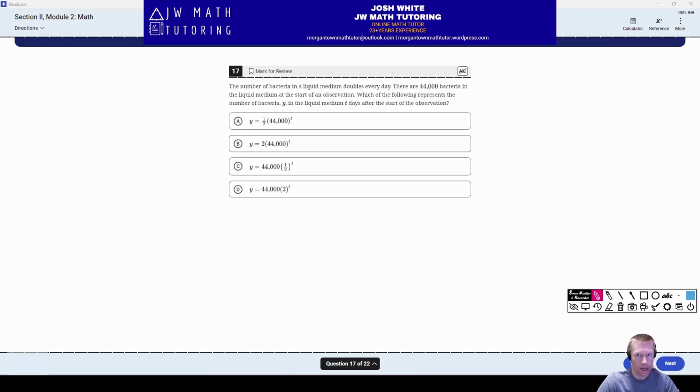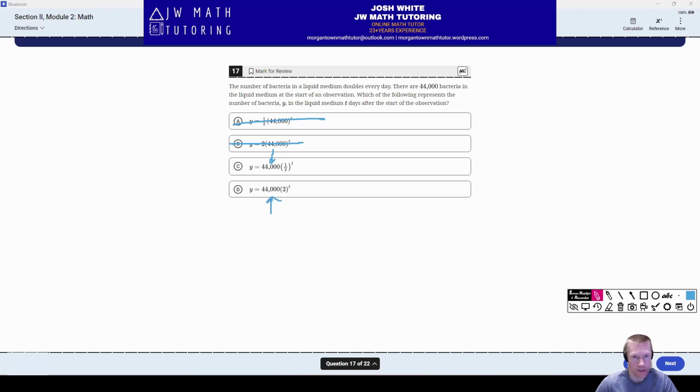Okay, next up, an exponential function is what this problem is dealing with. It talks about a number of bacteria that's doubling. So there are 44,000 bacteria to start. That means the initial value in front has to be 44,000. So right off the bat, these two are out. You need a 44,000 right here in the front.